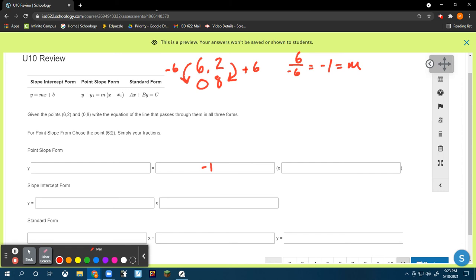And then it says choose the point 6, 2. Opposite of 2 is negative 2. Opposite of 6 is negative 6. Again, x1 and y1. Hey, that's our point slope form.